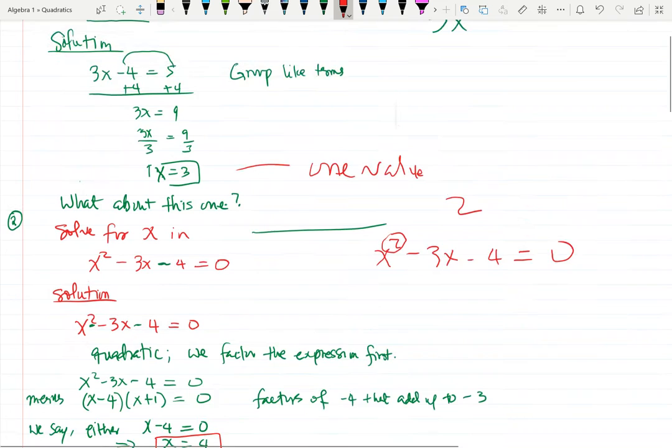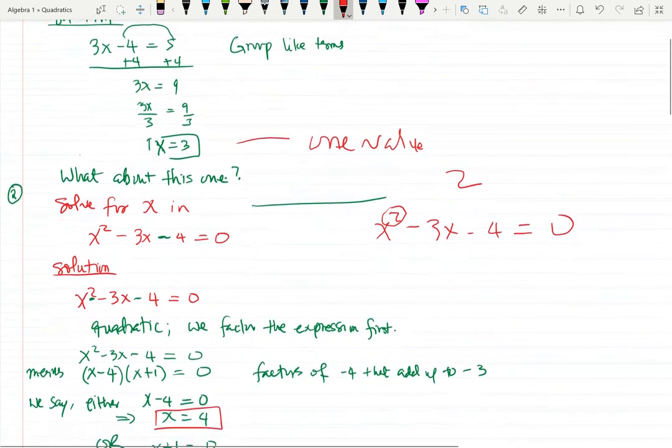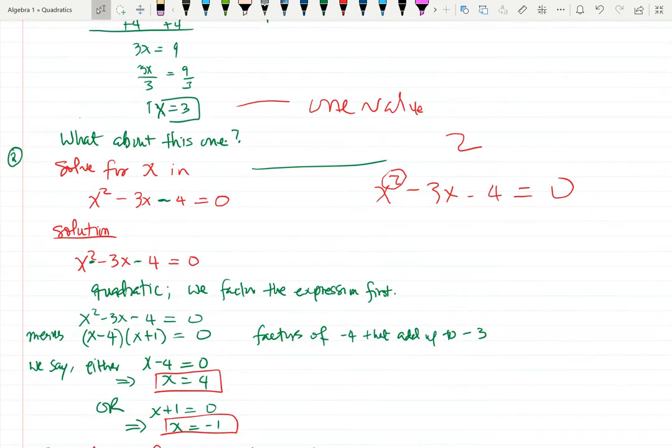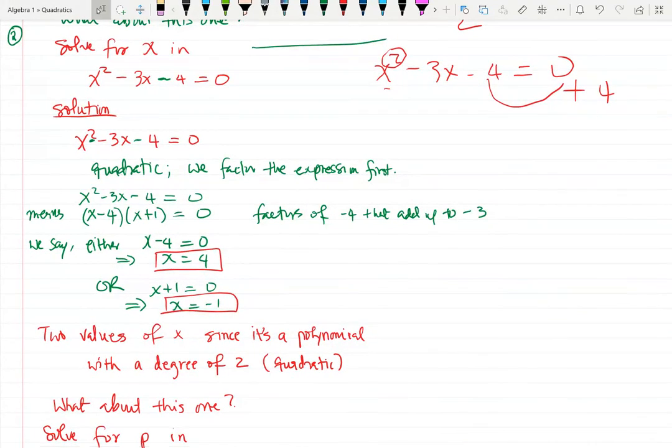Now in a linear equation, like I said, we isolate the variable we're solving for on one side and the constant on the other. In this one, we don't do that. We are not going to move the 4 to the other side. At this level, we want the right side to equal 0. So if you have any number on the right side, you need to move it to the left. So now we have x squared minus 3x minus 4 equals 0.